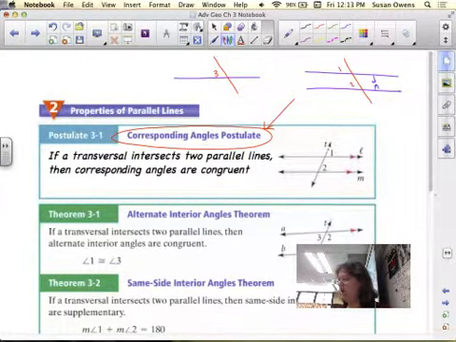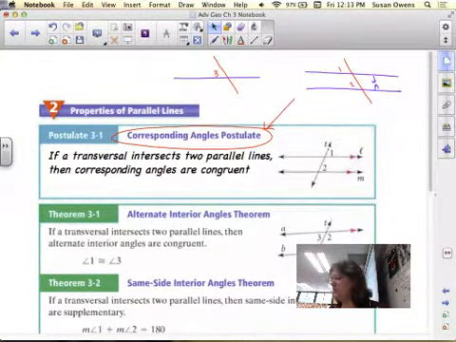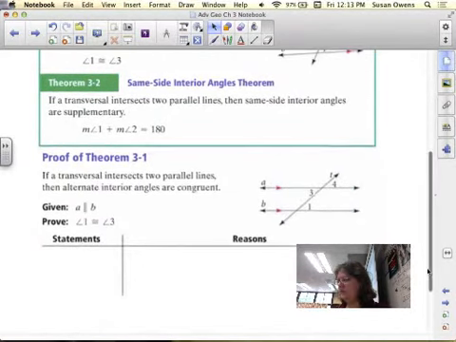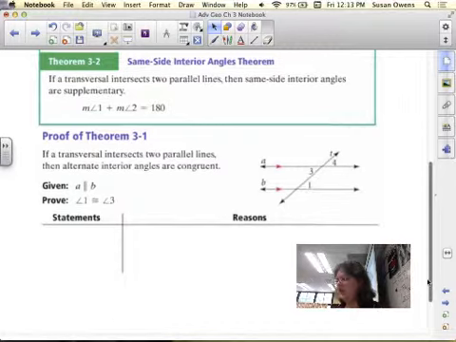But we can prove all the other theorems in this section using corresponding angles postulate. So we need to know that it's the postulate and it's kind of the building block, the keystone of what we're going to do. Okay, so the first proof I'm going to do is I'm going to prove theorem 3.1. If a transversal intersects 2 parallel lines, then alternate interior angles are congruent.